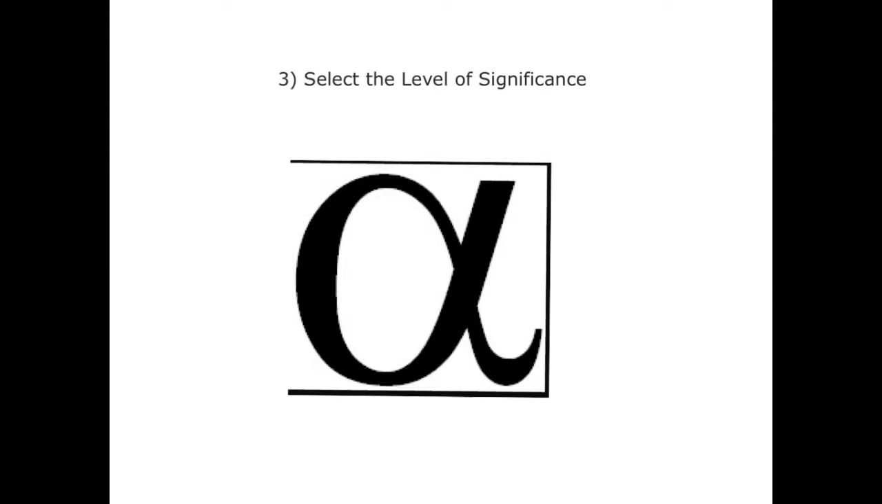Step 3, select the level of significance, or alpha. Alpha is the false positive error rate, or the type 1 error probability rate, or the probability that the null hypothesis is rejected when it is true.